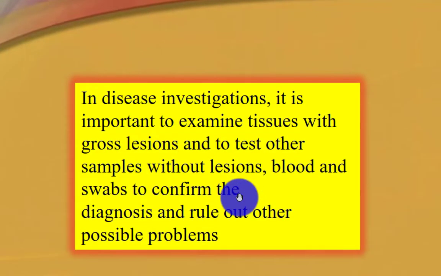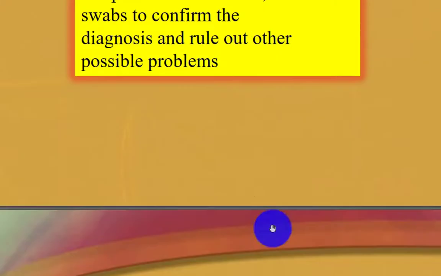In disease investigations, it's important to examine tissue with gross lesions and to test other samples without lesions, blood and swabs, to confirm diagnosis and rule out other possible problems.